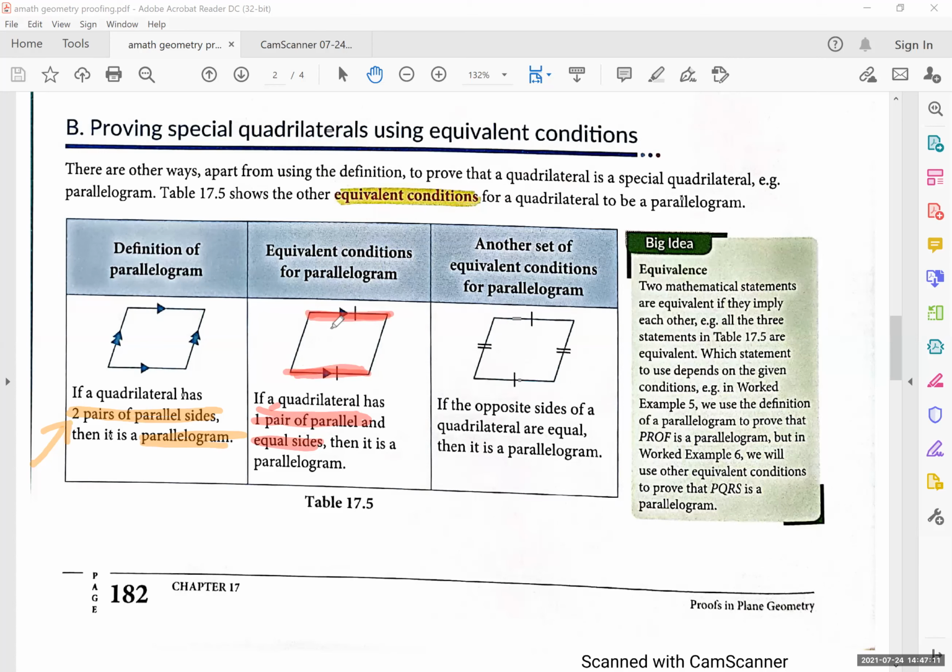Now another thing is that if, let's say, you cannot even prove there are any parallel lines at all, you can use another one, that the opposite sides are equal. Means the length of this and the length of this is the same, and the length of this and the length of this is the same. Hence you can say that it is a parallelogram. So these are what you need to memorize, the definitions of a parallelogram and how to prove it.